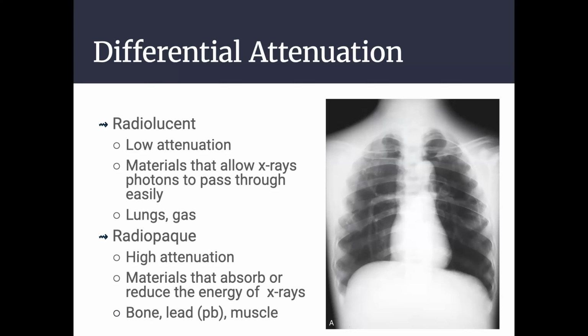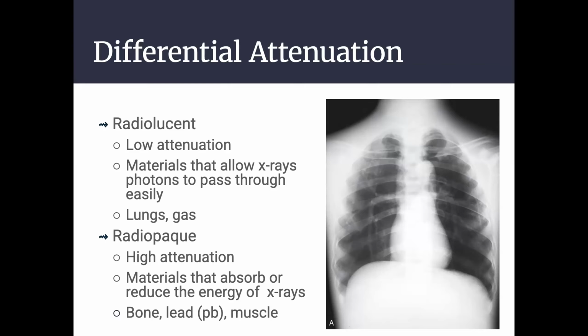Whereas the bone allows the X-ray to pass through a little bit more, depending on the type of bone, a lot more than the heart does, right? And whereas the air lets the X-rays pass right through it, so they look black on here. So to be radiolucent means to have low attenuation.